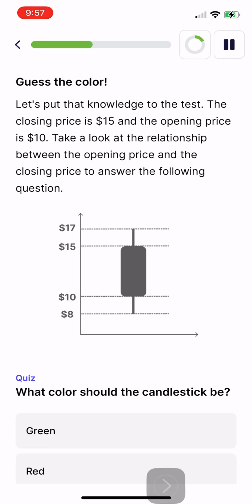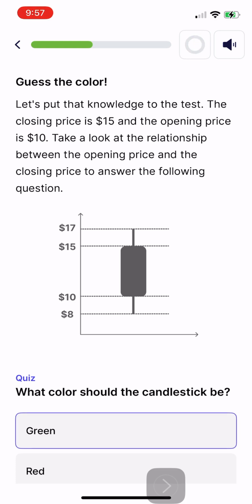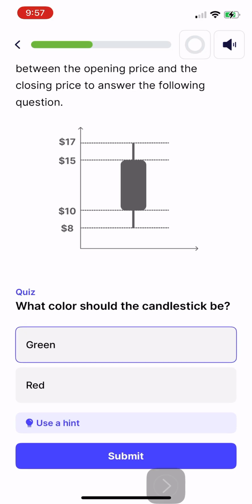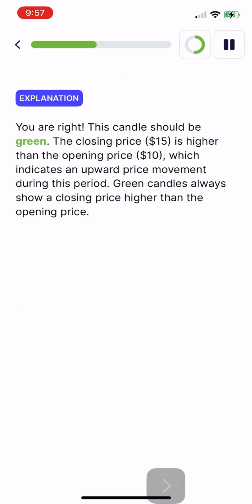The closing price is $15 and the opening price is $10. Given that relationship, what color should the candlestick be? Green or red? Yes, you're right. This candle should be green. The closing price, $15, is higher than the opening price, $10, which indicates an upward price movement during this period. Green candles always show a closing price higher than the opening price.